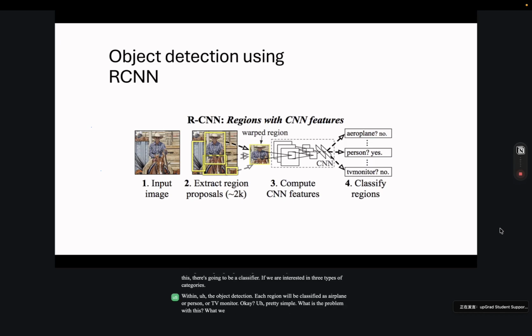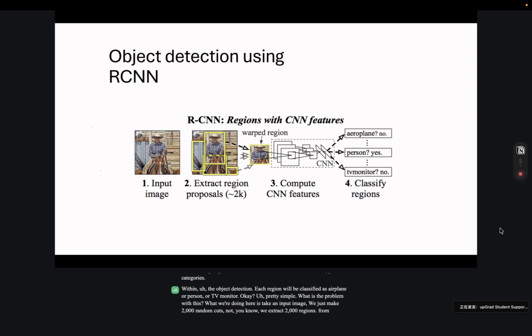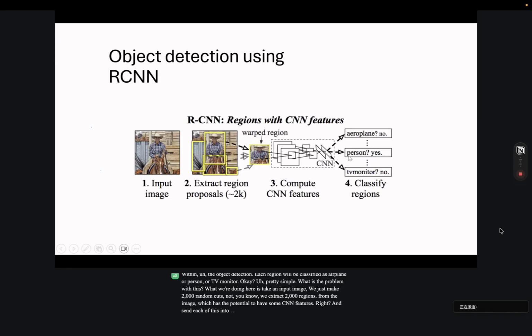What we are doing here is taking an input image. We extract 2,000 regions from the image, which have the potential to have some CNN features, right? And send each of these into a CNN network, like an AlexNet or VGG or whatever. And each region will give a classification.